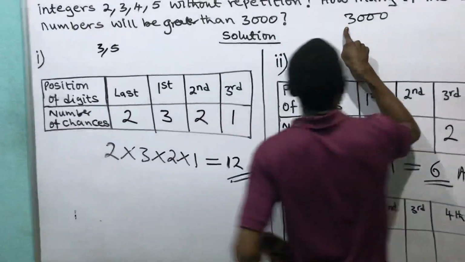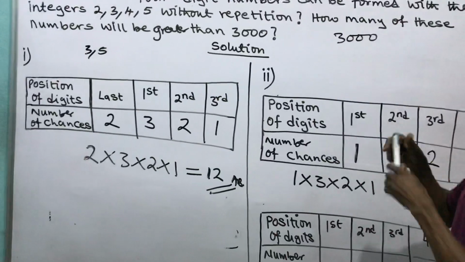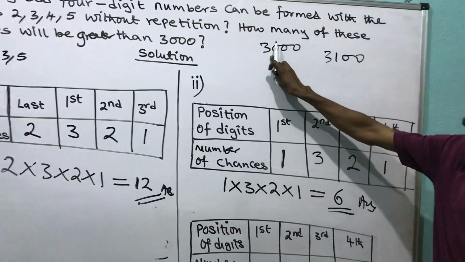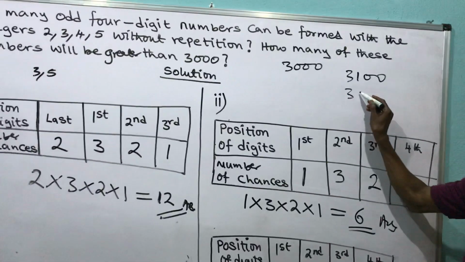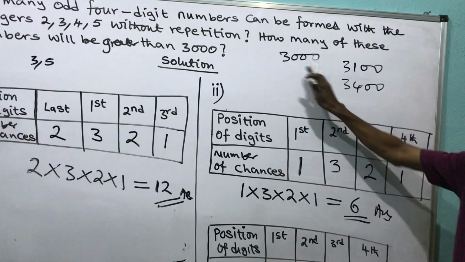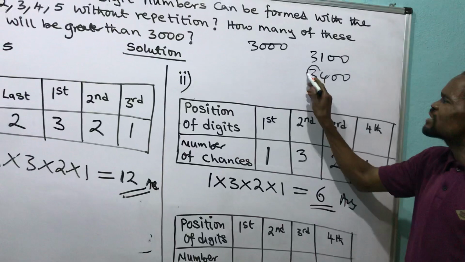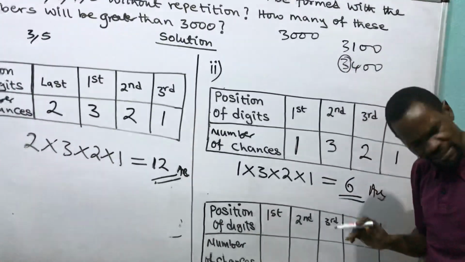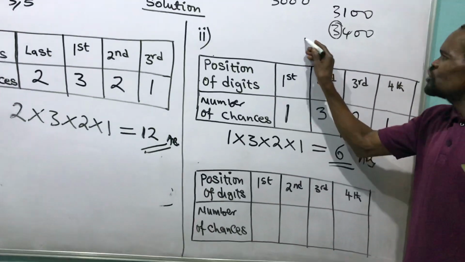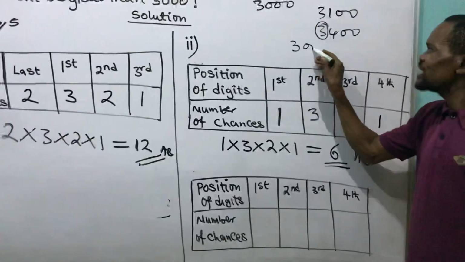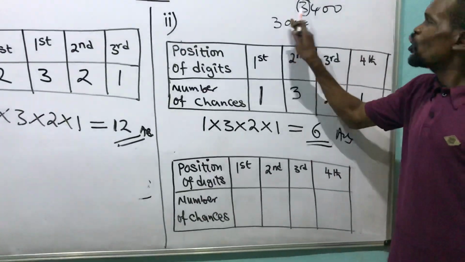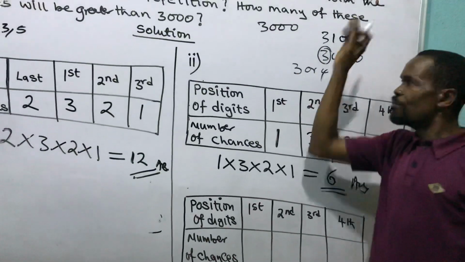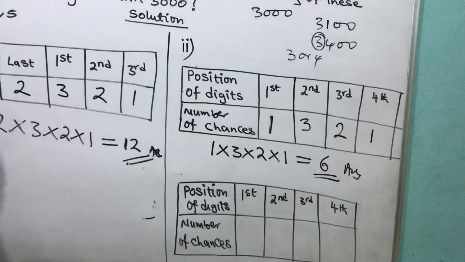You know when I'm saying after 3, any number here, if I write 3100, this is greater than 3,000. If I write 3400, this is greater than 3,000. So as far as the first number is 3 or greater than 3, it is greater than 3,000. So the first number must be either 3 or greater than 3. Either 3 or 4 or 5, but it must be from 3 above.